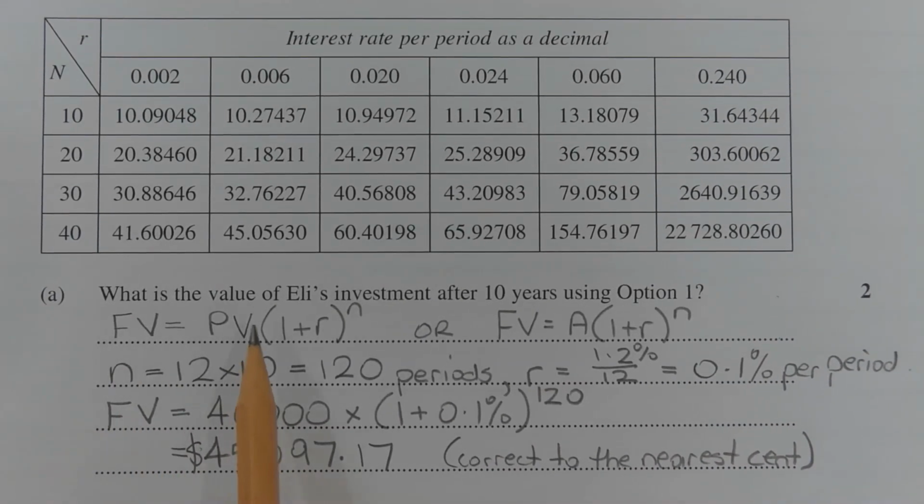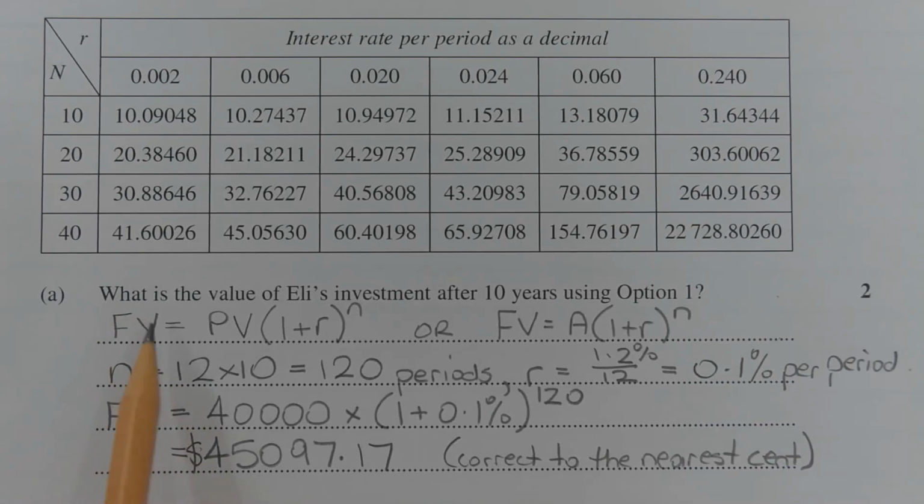So to find the value of Eli's investment after 10 years using option 1, we need to apply the future value formula. That is, FV is equal to PV times (1 plus R) to the power of n, or FV is equal to A times (1 plus R) to the power of n. These two formulas are identical. The only change is rather than using PV, we can use the letter A, which represents the principal or the amount invested at the start.